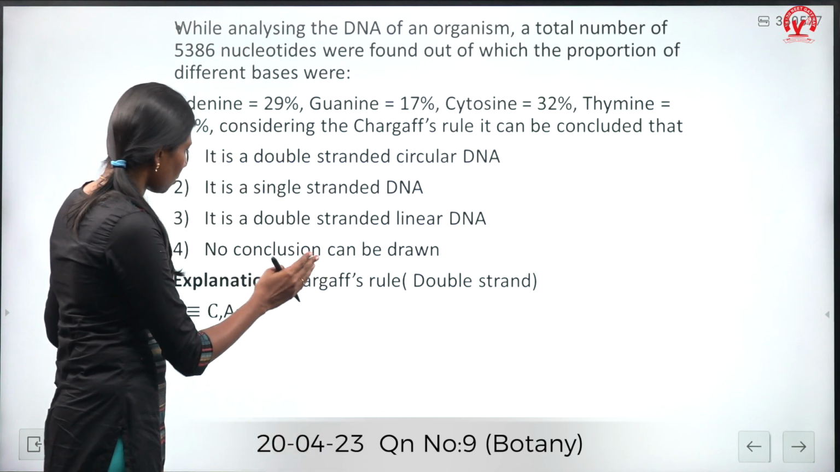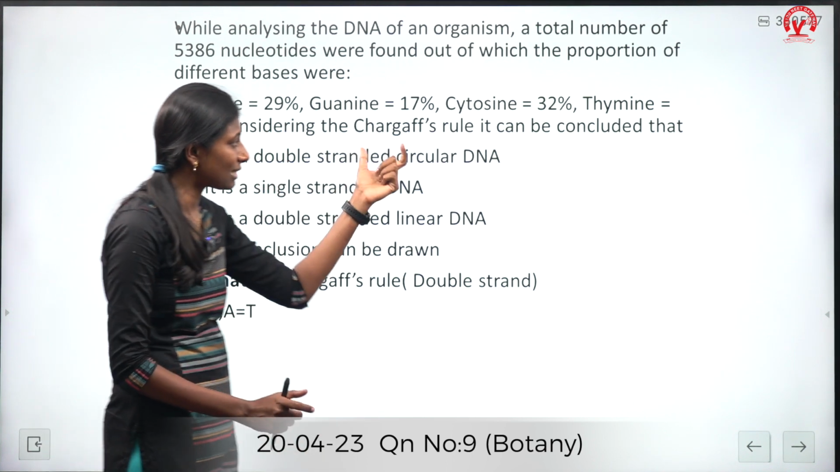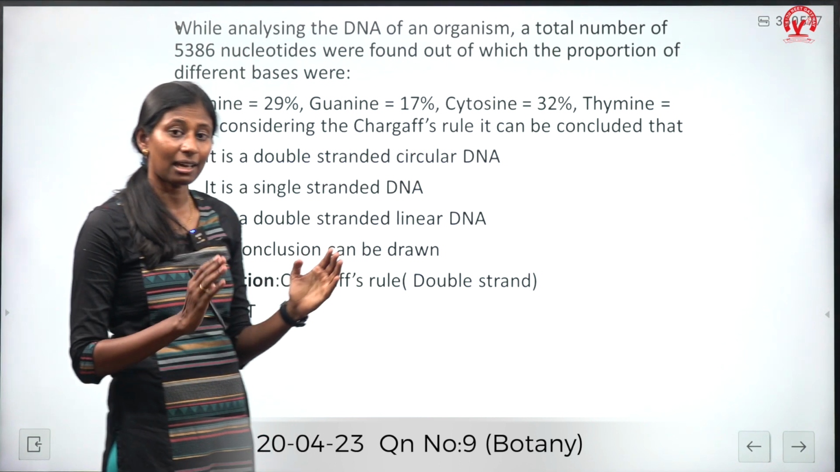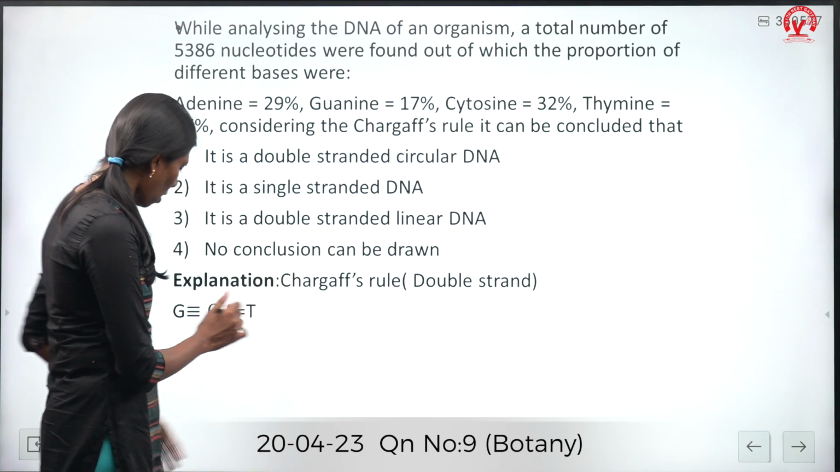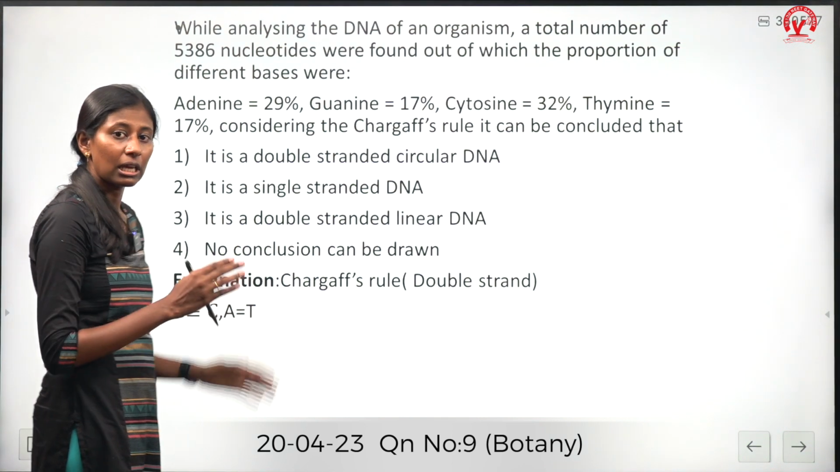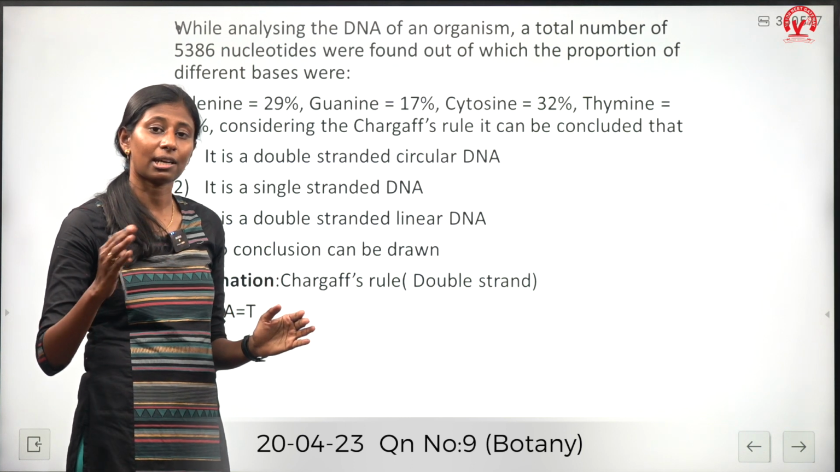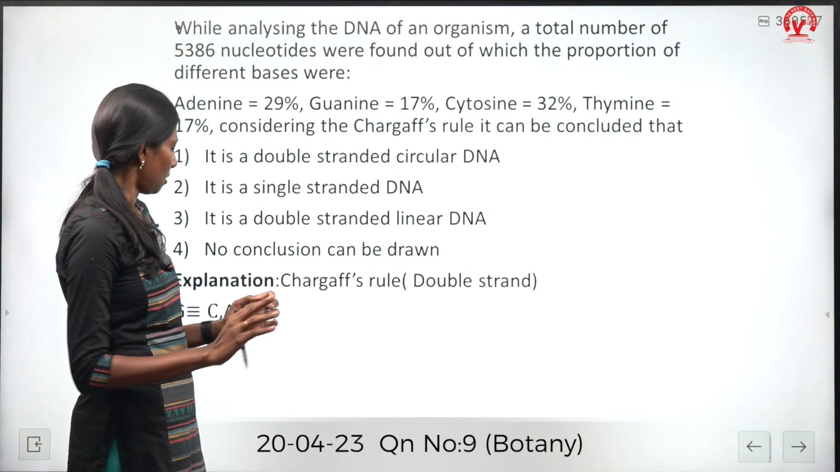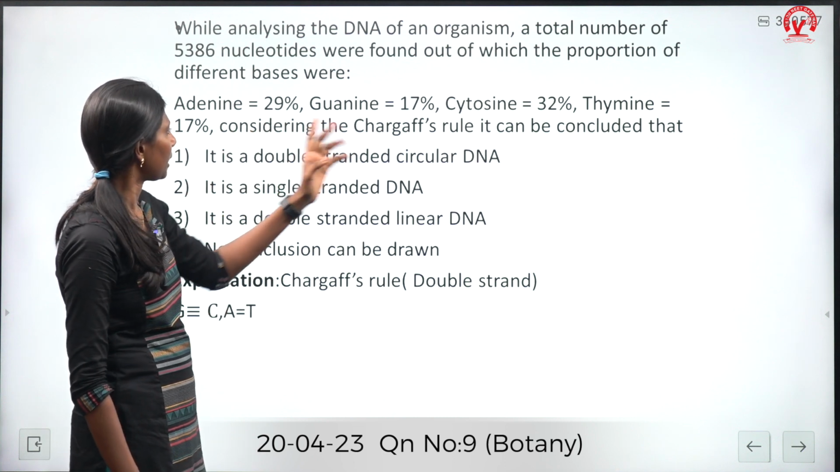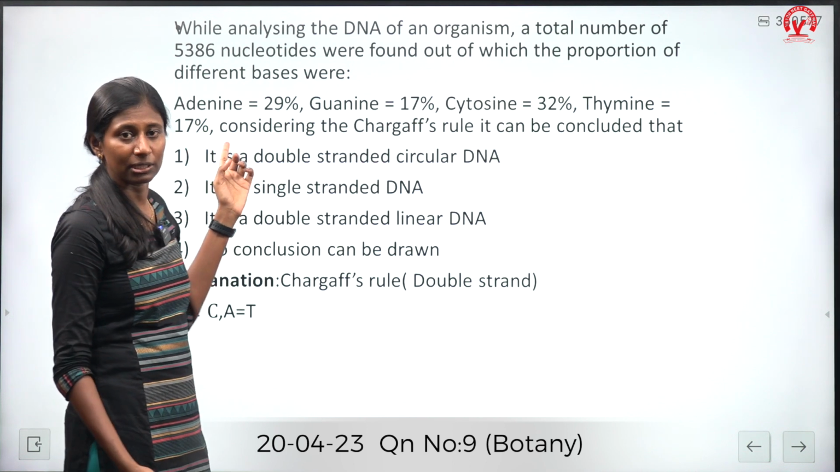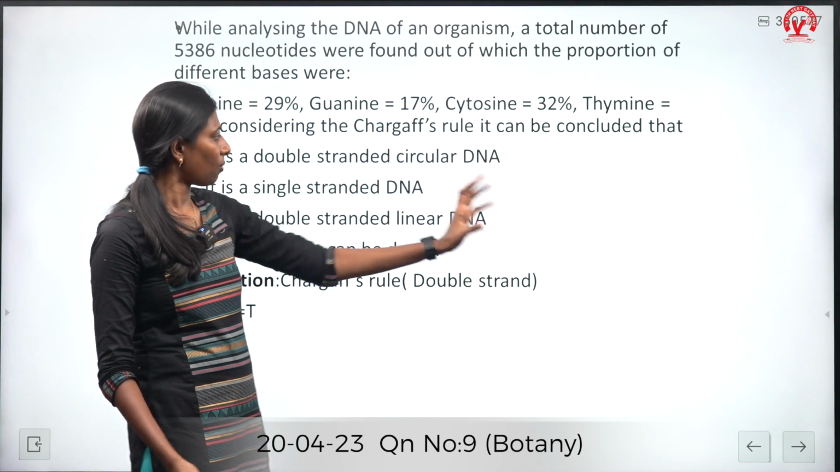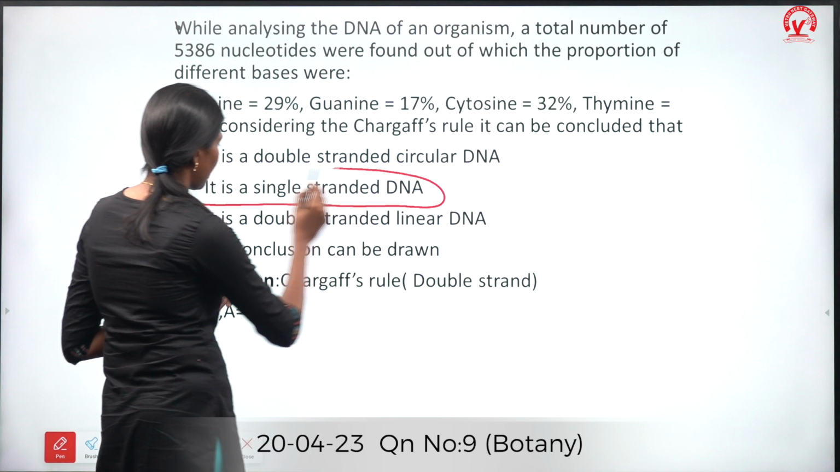To answer this, you have to know what Chargaff's rule is. According to Chargaff's rule, if it is a double-stranded DNA, the ratio of guanine and cytosine, and of adenine and thymine, is equal and stable. Then only it will be considered a double-stranded DNA. Let's consider the values of adenine and thymine. Adenine is 29%, thymine is 17%, which is not equal. Then we can conclude it cannot be double-stranded. Then what is the answer? It is a single-stranded DNA.